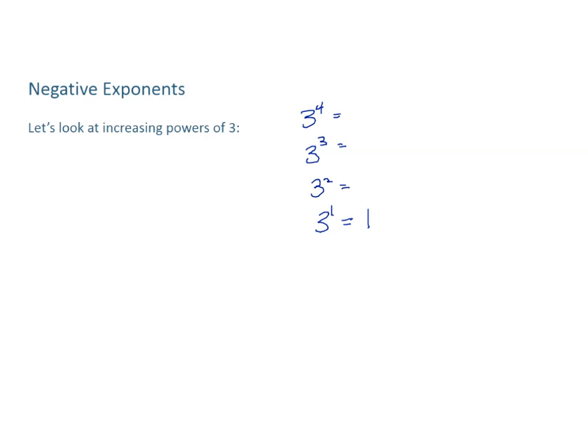So 3 to the first power, you know, is 3. 3 to the second, we know, is 9. 3 to the third is 3 times 3 times 3. And then 3 to the fourth is 3 times 3 times 3 times 3, 81. Now, what you'll notice if you look carefully at these numbers is as we move up each time, we're multiplying by 3.